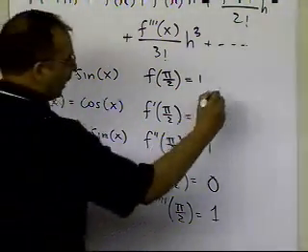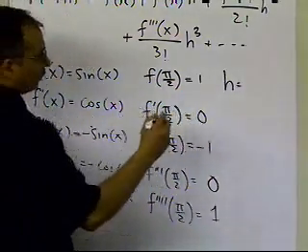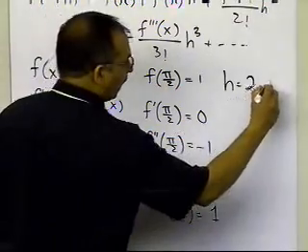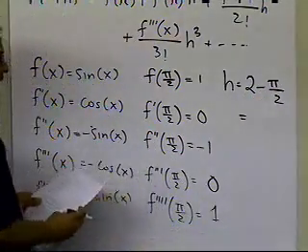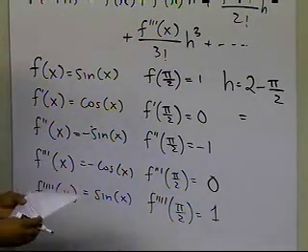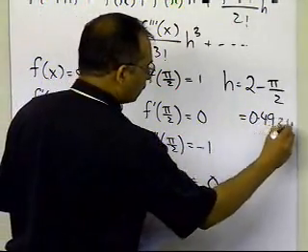What does that make h? h will be the difference between where I want to go, which is 2, and where I want to start from, which is pi by 2. So the difference between the place where I am, which is pi by 2, and where I want to go will be 0.42920.